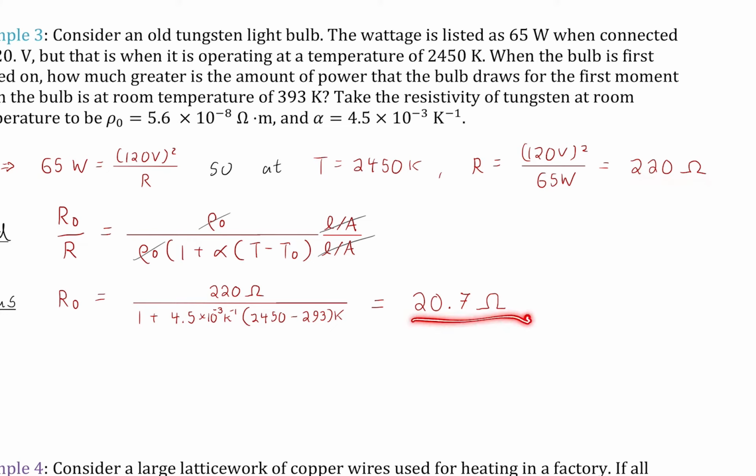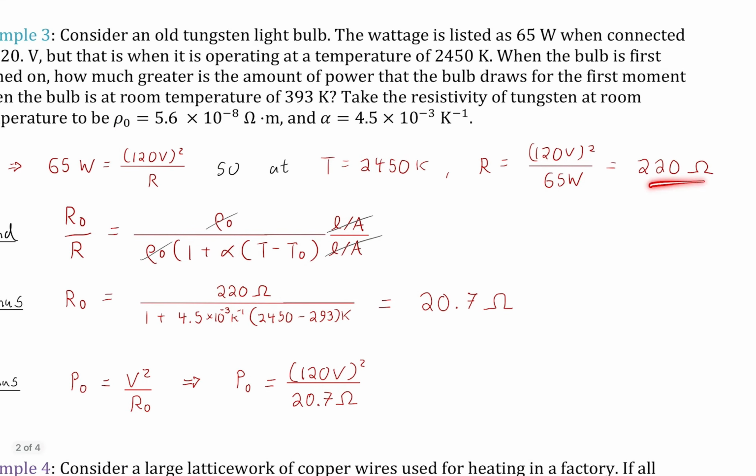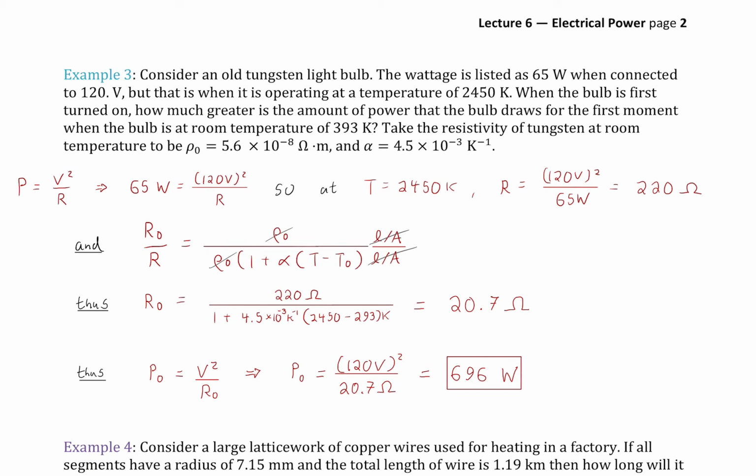All right, so we're almost there. So that means we can find the initial power as V squared over the initial resistance, which is just 120 volts divided by 20.7 ohms instead of dividing by 220, okay? And that means our initial power is 696 watts, okay? So let's appreciate that because that means our light bulb here, which normally draws 65 watts, that's how much energy per time it's consuming, okay?